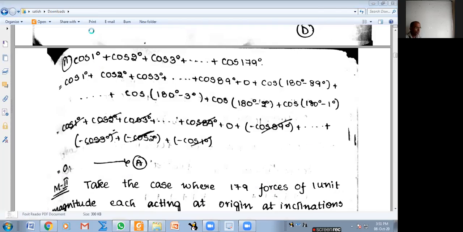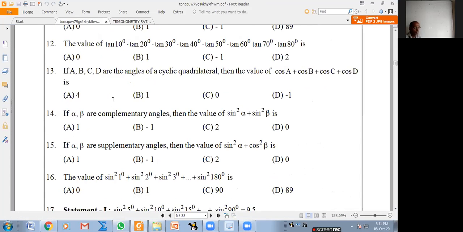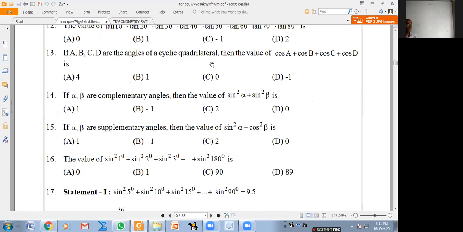Okay, 13th question. 13th question is very easy. A, B, C, D are the angles of a cyclic quadrilateral. Then they want value of cos A plus cos B plus cos C plus cos D. All of you know what is cyclic quadrilateral. If all the 4 vertices of a quadrilateral lie on a circle. I have a circle, and there is some kind of quadrilateral like this, where all 4 vertices are on that circle.